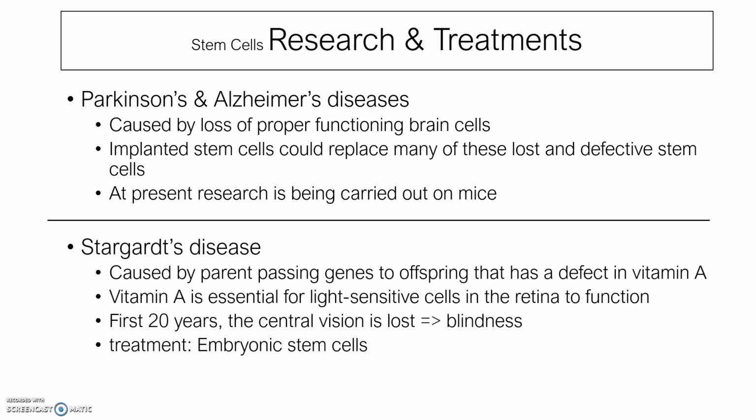The next is Stargardt's disease, which is caused by parents passing genes to the offspring that have a defect in vitamin A. Vitamin A is essential for light-sensitive cells in the retina to function. So for the first 20 years, the person having Stargardt's disease will have central vision loss, which means they'll see dark spots and blurry images, which will eventually lead to blindness. The treatment for that is embryonic stem cells, which we talked about earlier.